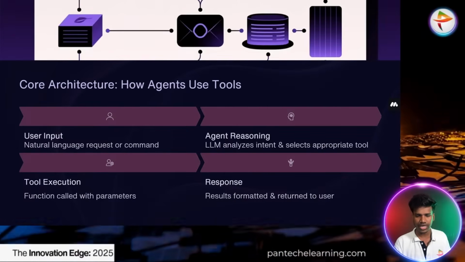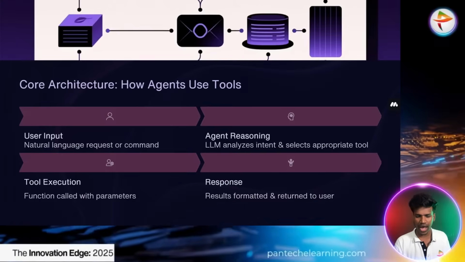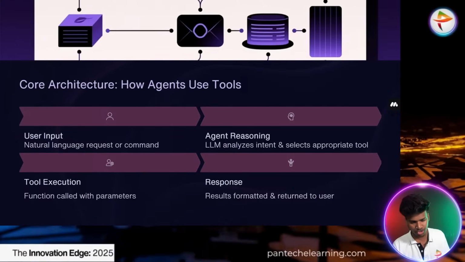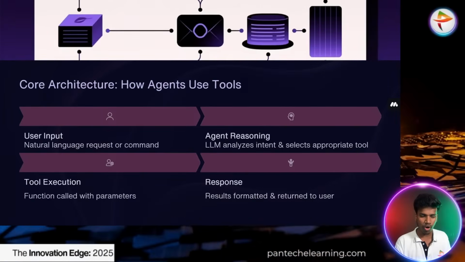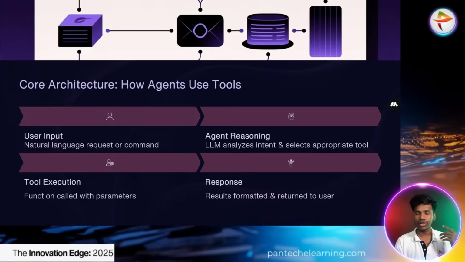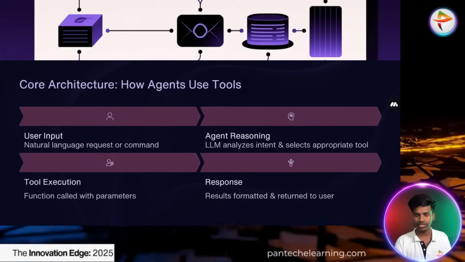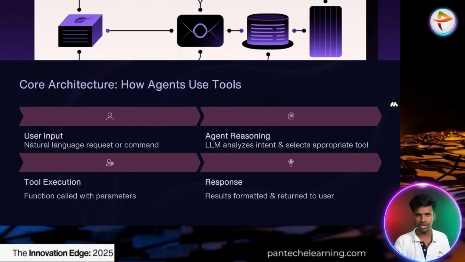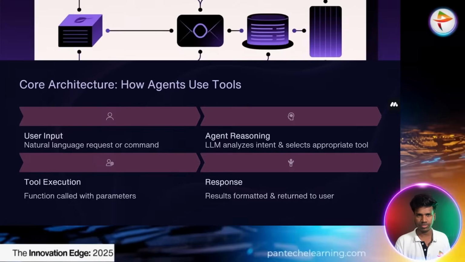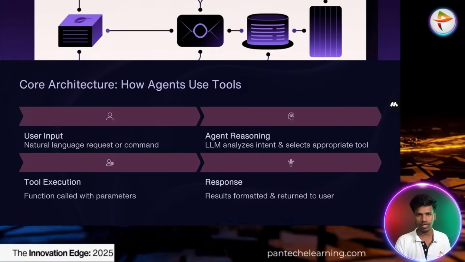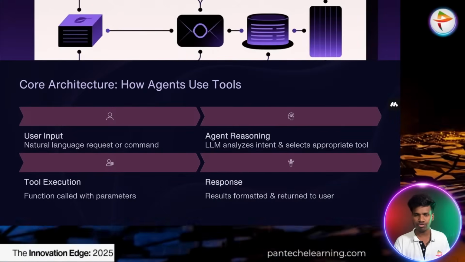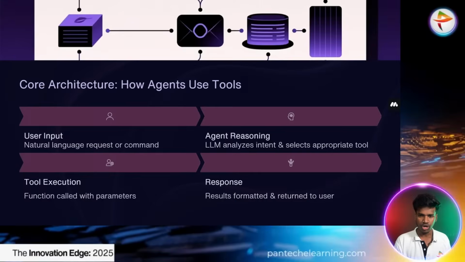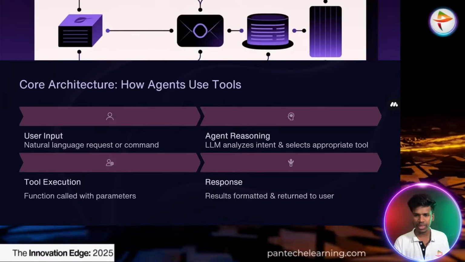Agent reasoning is where the LLM analyzes the intent and selects the appropriate tool. Any one model does the agent reasoning and executes the action, like ChatGPT or Claude, Grok or Gemini. We choose any one LLM model and initiate it here. Tool execution means the function is called with the parameters.